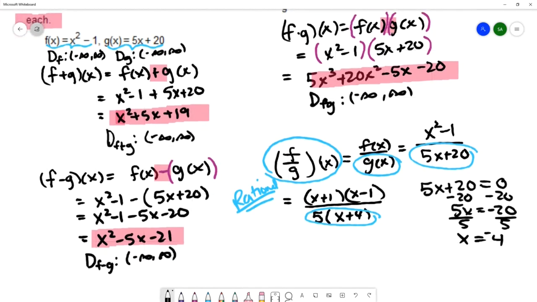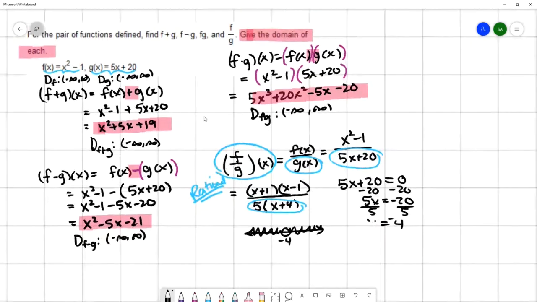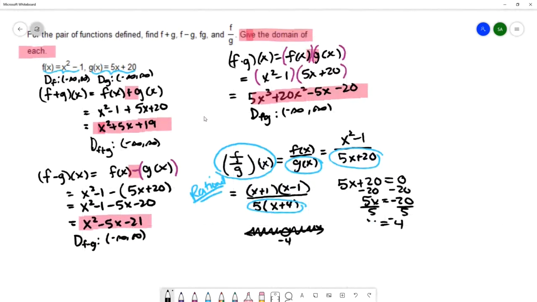So our domain here will be everything, all real numbers except for negative 4. And we write that in interval notation. Let me zoom out so I'm not losing part of my question here. Our interval notation will be negative infinity to negative 4, union with negative 4 to infinity. And that's the domain of f over g.